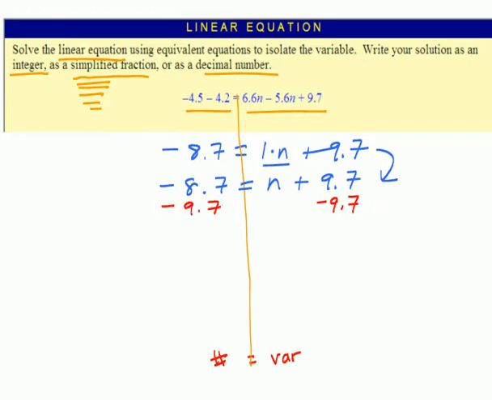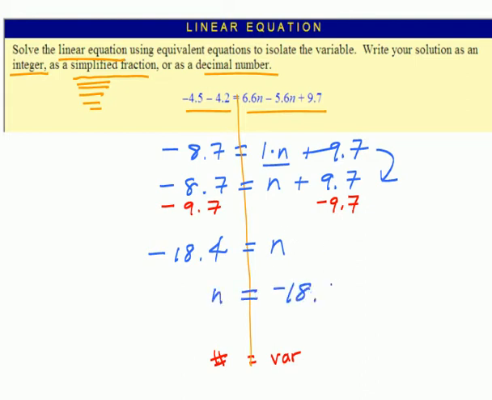Ooh, good. We've got n all by itself on the right, and on the left, when we combine those two negative numbers, we would get -18.4. And once we get n all by itself, isolated, we can just turn that around if it's on the right and rewrite with that variable on the left.